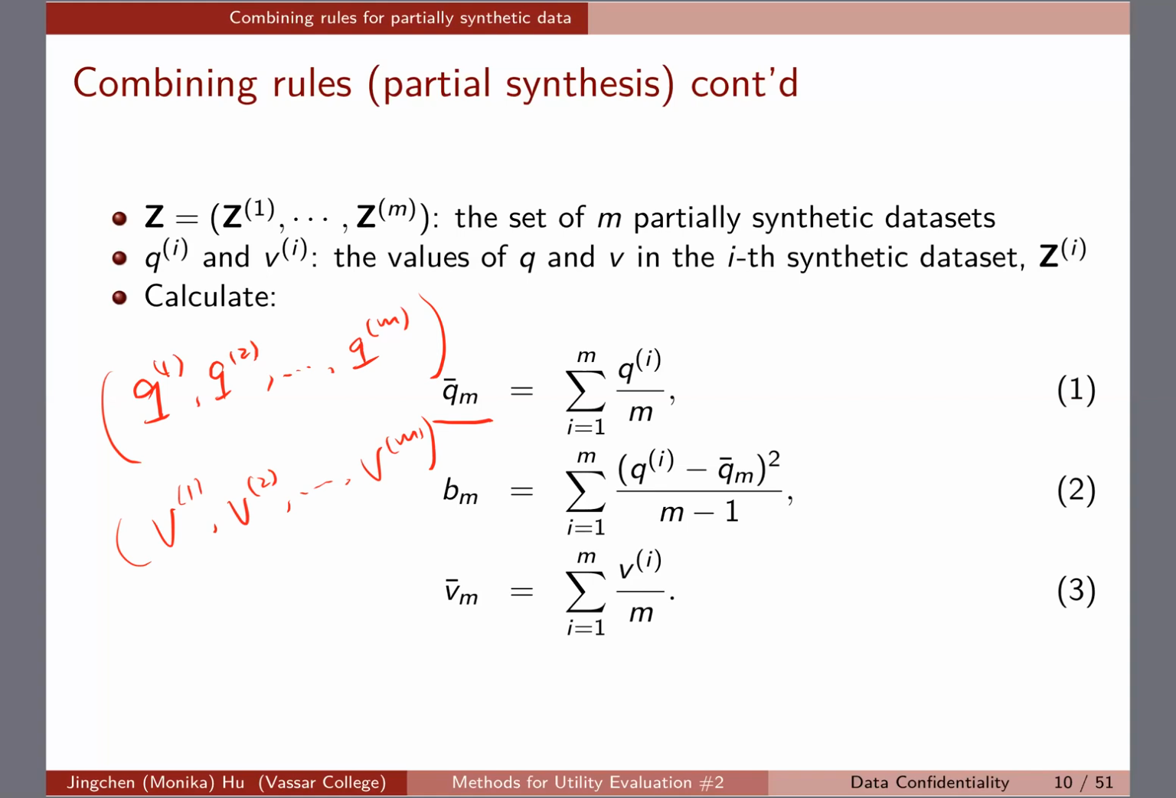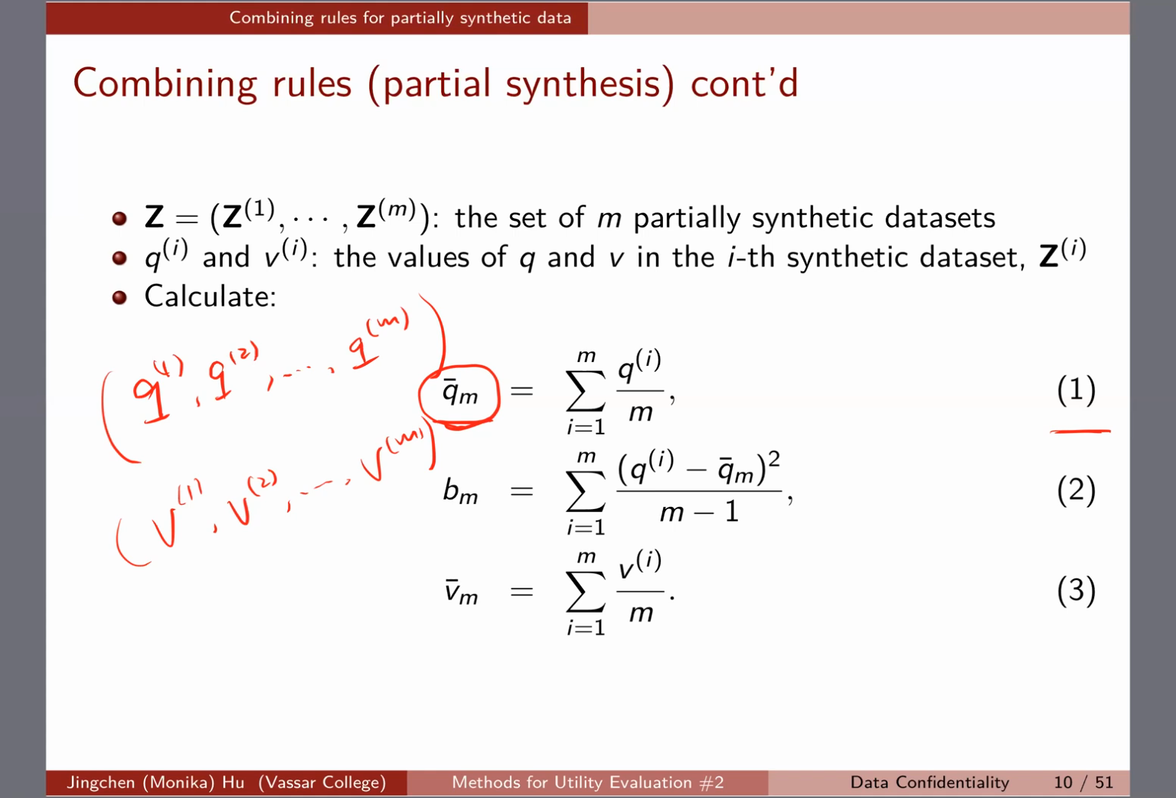So what we're doing in equation 1 is that our best guess of Q will just be the mean across the QIs, because we get the QI, which is the mean for each synthetic data set. If we want to average them out and take the best guess, it will just be Q bar M. That will be the point estimate. You can think about it like there are different samples and you get the means from different sample means. The best guess is that.